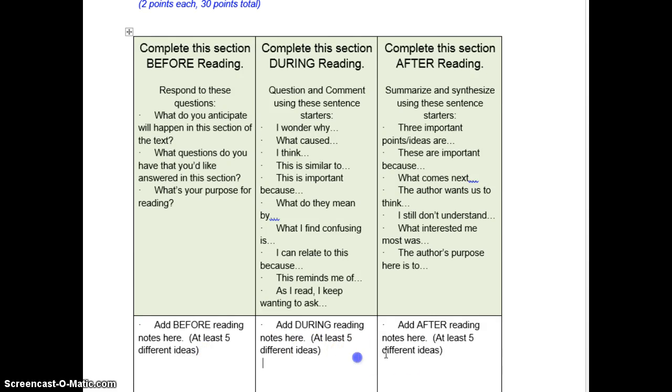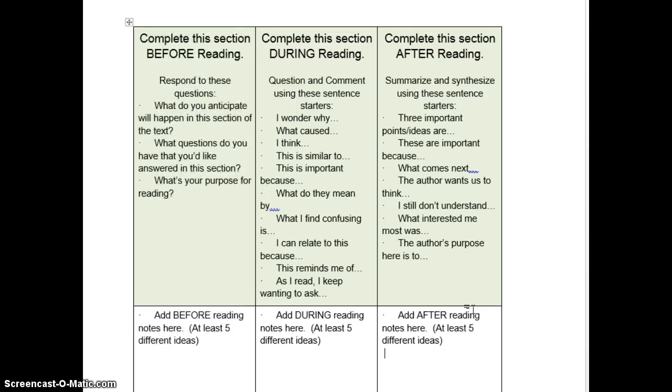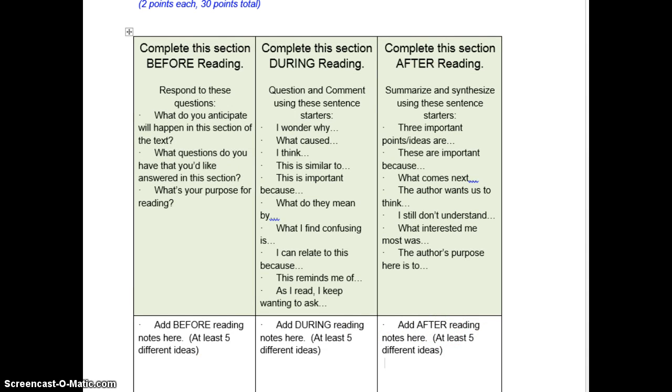Again, just 5 different thoughts on each of these, unless I've given you some other modification for that section. So be in touch if you're still wanting to know if what you're doing is correct. But hopefully this will get you through those journals and you're enjoying your books.